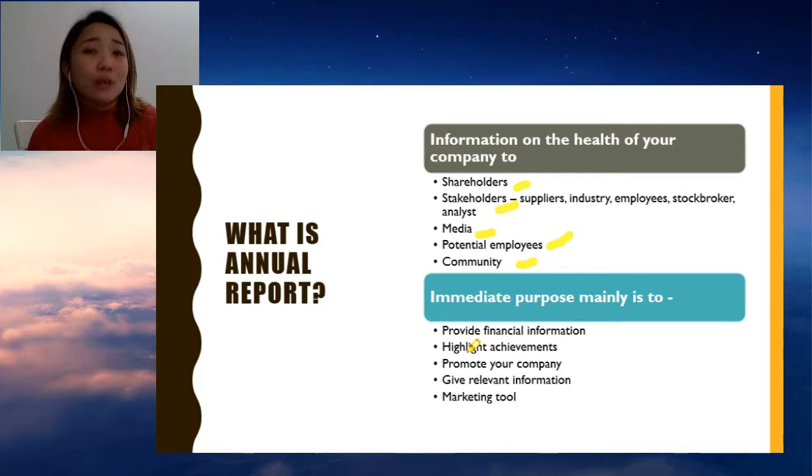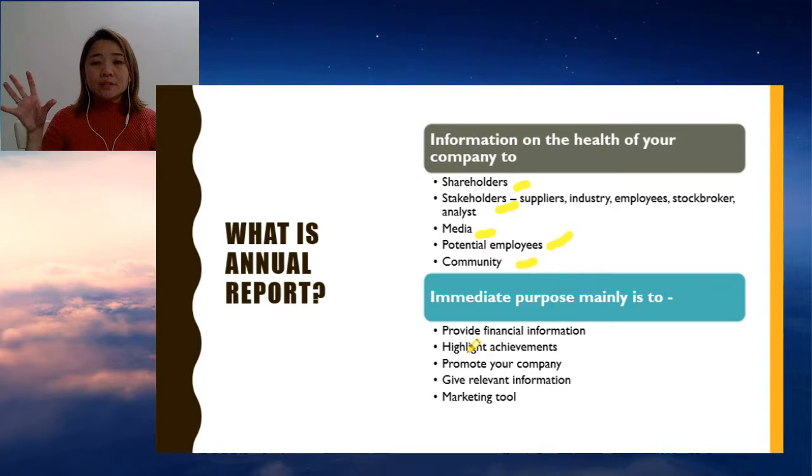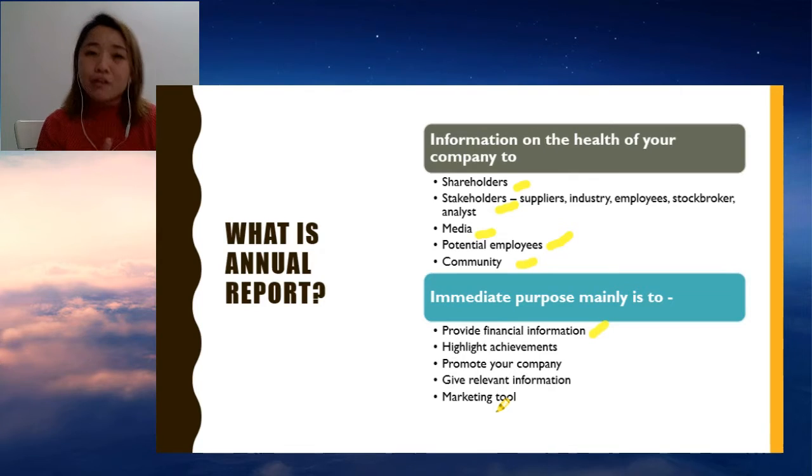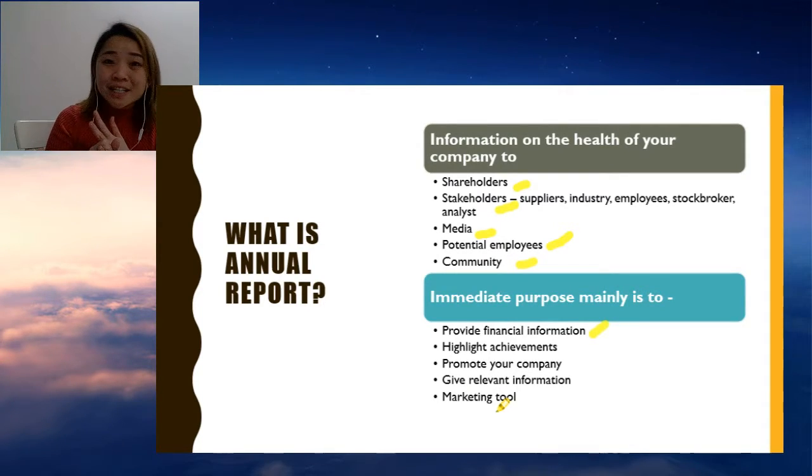Okay, when you are designing your annual report, is each and every single one of these people able to understand your annual report, right? Now, having said that, what is the immediate purpose of an annual report? Very simple. The first immediate purpose is, of course, the most straightforward one, to provide financial information. Within the annual report, you will see them reporting how much they make for the year, how much they have spent, how much they have used, or if they are not making money, how much they are losing.